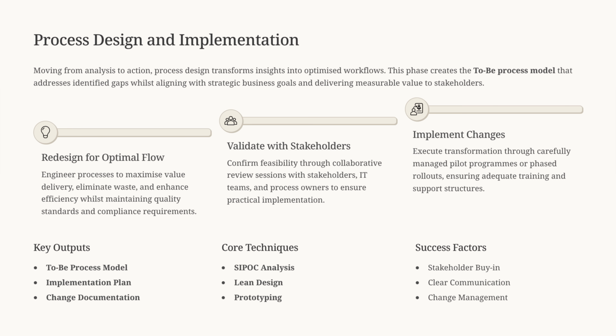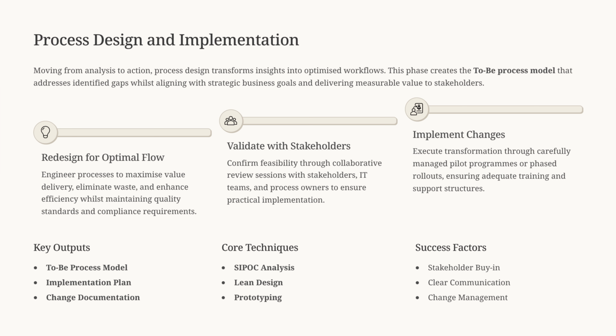Once you understand how things work today, it's time to design how they should work tomorrow. That's the process design and implementation phase. The goal here is simple: engineer workflows that maximize value, eliminate waste, and enhance efficiency, without compromising quality or compliance. Start by redesigning for optimal flow. Ask yourself, where can steps be simplified or automated? Where are people waiting unnecessarily? How can we make this process faster, clearer, and more customer-focused?